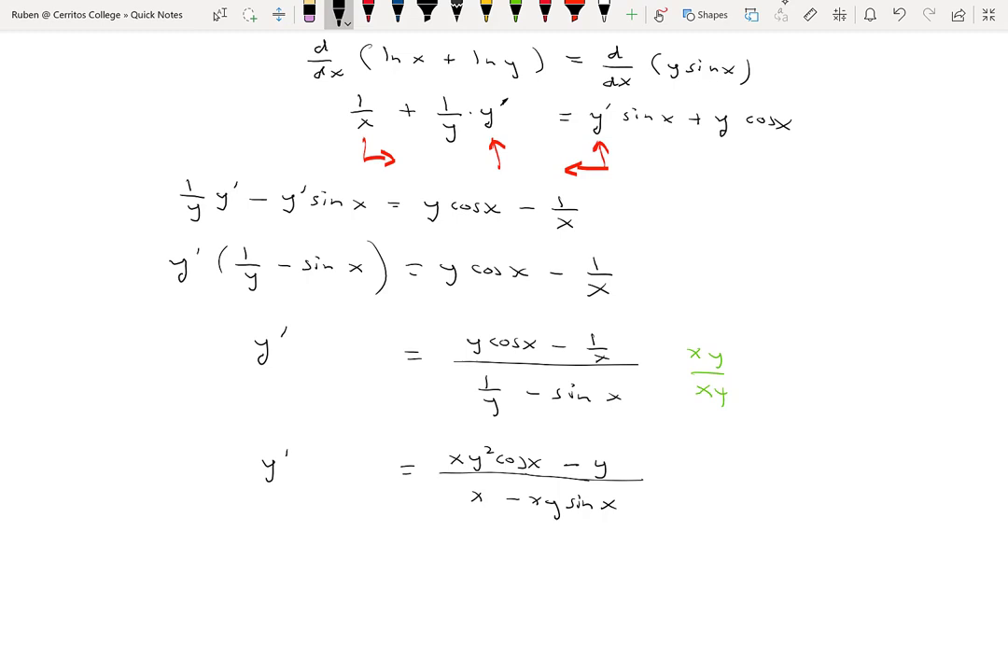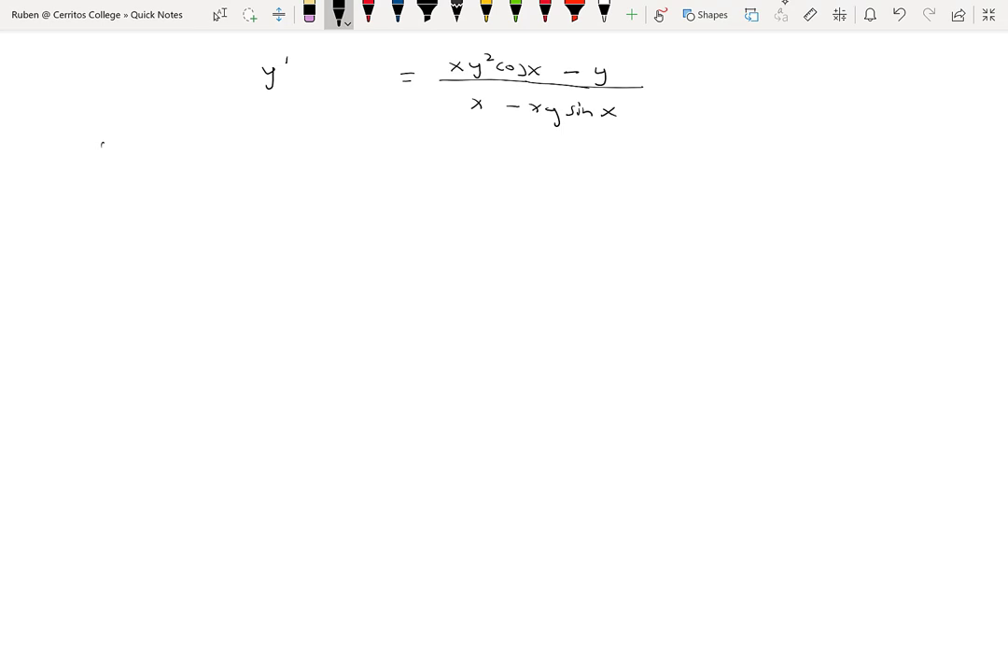Finally, the last thing I want to do in this section is I want to talk about something brand new that's really kind of wonderful. It's called logarithmic differentiation.